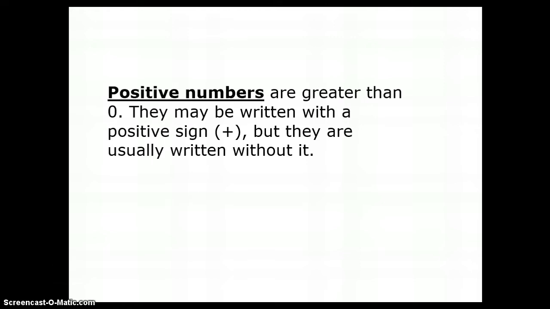Let's first talk about positive numbers. Positive numbers are greater than zero. They may be written with a positive sign, but they're usually written without it. And those are the numbers you've been learning about your entire math career so far. 1, 2, 3, 4, and so on. We don't usually do this, but we could write little positive signs to describe that they're positive. But if you see a number without a positive sign, it's to be assumed that it's positive.